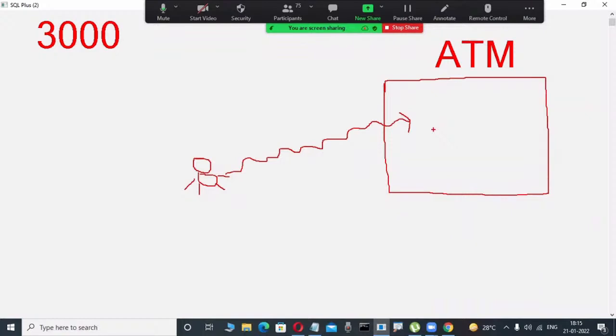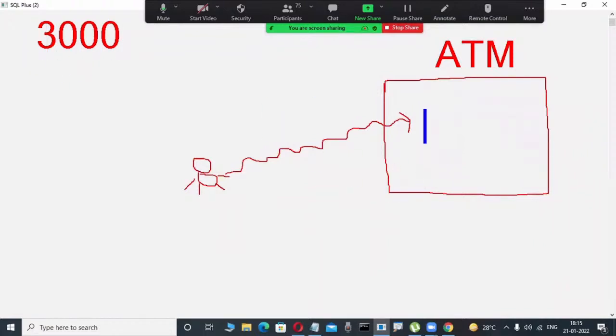I'm checking the balance, for example. But unfortunately, my balance is how much? 3,000 rupees are there presently in my account. Now, I decided to withdraw some amount. Okay, fine. But unfortunately, 3,000 is my available balance.